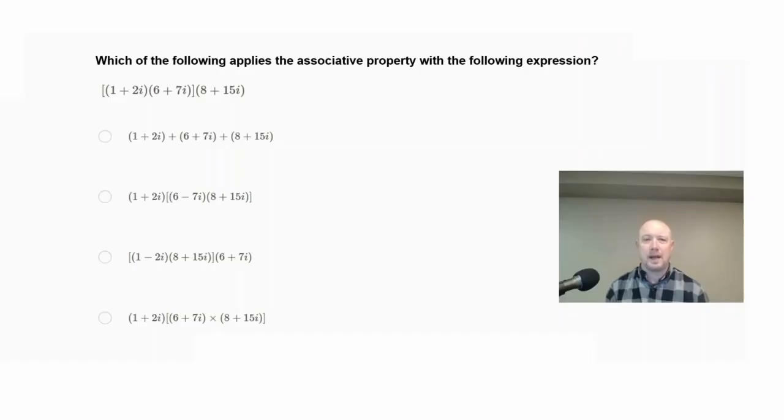Which of the following applies the associative property with the following expression? And we have bracket 1 plus 2i times 6 plus 7i end bracket times parenthesis 8 plus 15i end parenthesis.